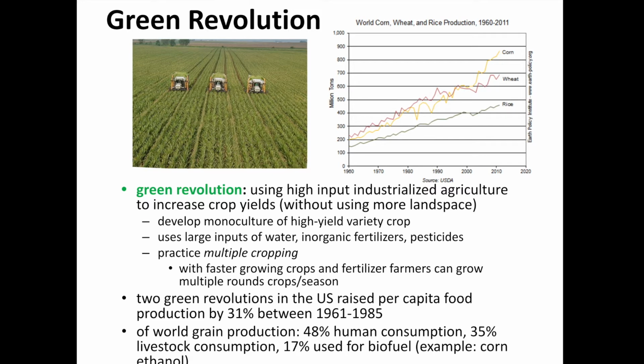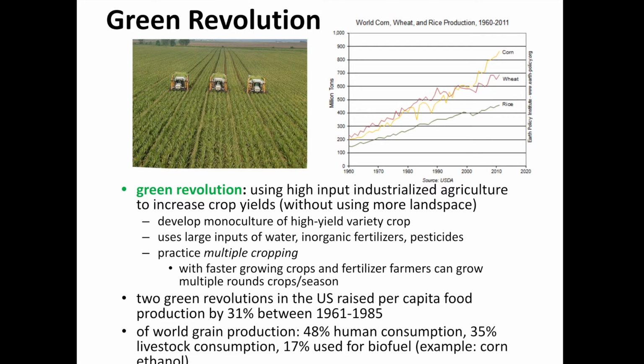So we needed to develop monocultures of high yield varieties. In other words, they have to be able to produce a lot of the desired product comparatively to the amount of unusable material like leaves or stalk or sprouts. And most of these plants have been bred either through artificial selection or genetic modification to grow really fast. And so we can practice what we call multiple cropping. With these faster growing crops and added fertilizers, farmers can grow multiple rounds of crops within a single season.